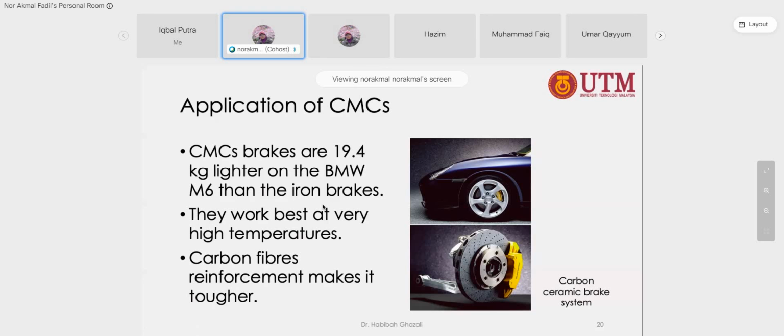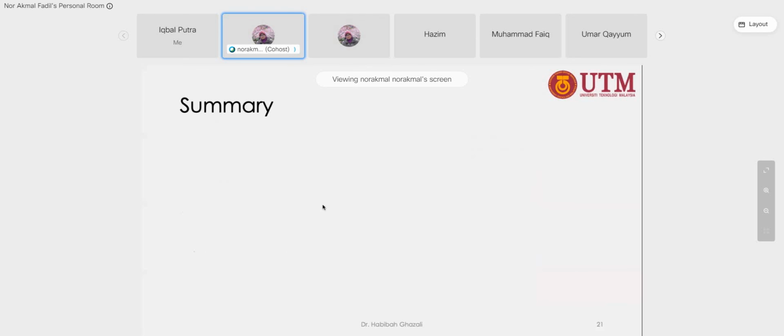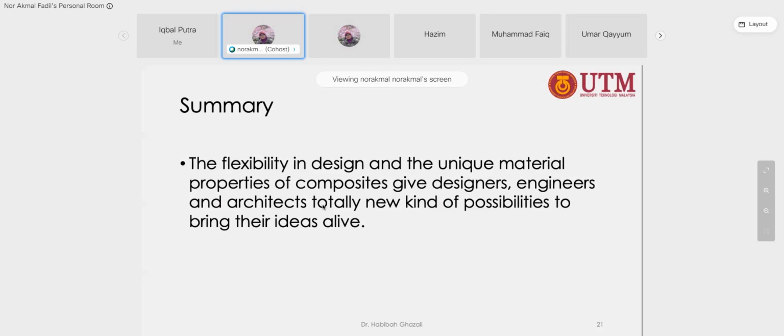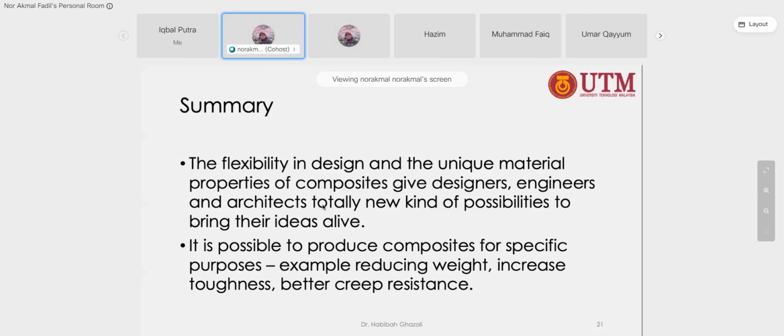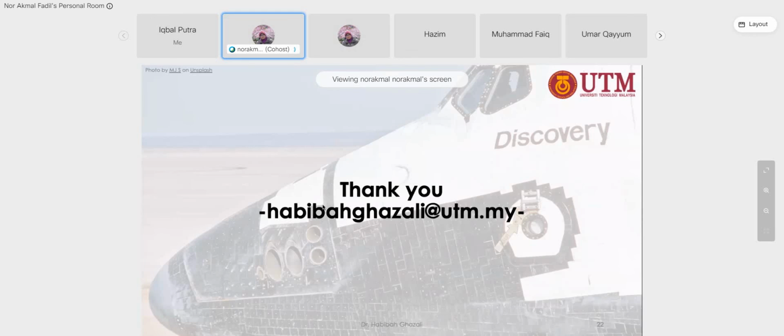These are other applications. The flexibility in design and the unique material properties of composites give designers, engineers, or architects totally new kinds of possibilities to bring their ideas alive. It is possible to produce composites for a specific purpose, for example, reducing weight, increasing toughness, and better creep resistance.